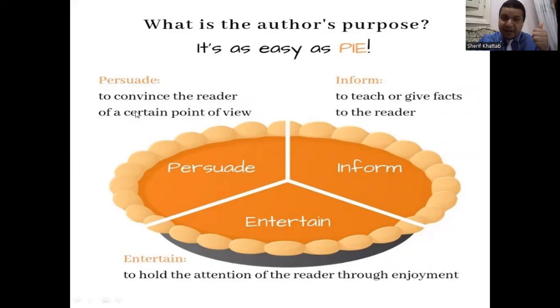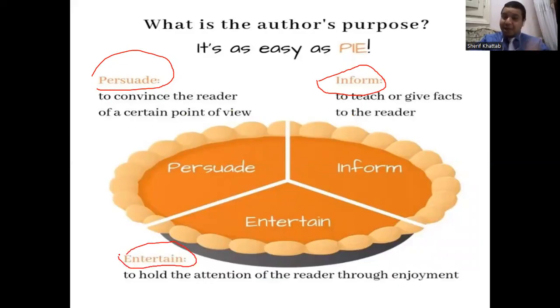So, we have three things. We have to persuade, number two, to inform, and number three, to entertain. To persuade you, to convince you as a reader to a certain point of view, to buy something or to do something. Number two, to inform you, to teach you some facts and some information about the subject. And number three, to entertain you, to hold your attention and to give you a kind of excitement and enjoyment. I hope that now you can understand the author's purpose.